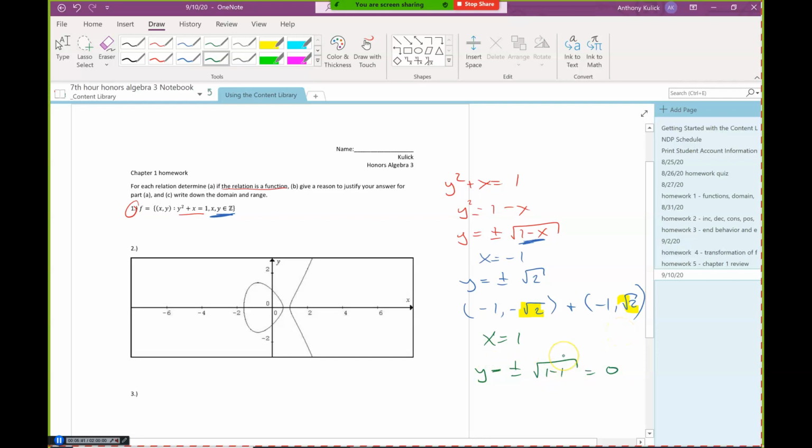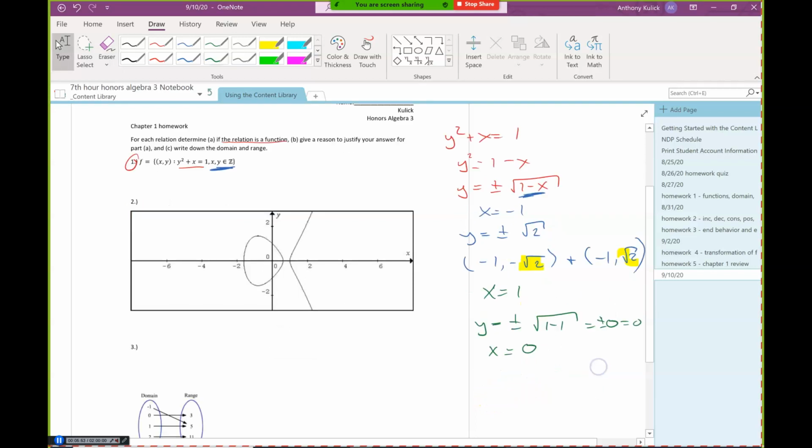Oh, but this isn't a good one. Why not? Because plus or minus 0 is just 0. So I got just 1. So that's not a good example. Let's do 0 then for x. And that's going to give me what we want.